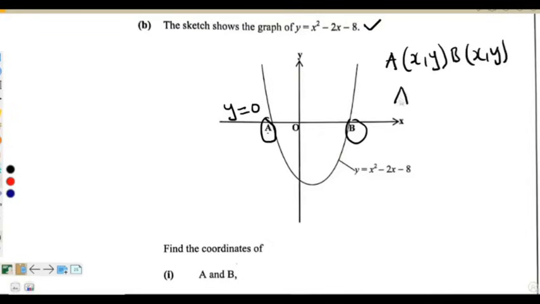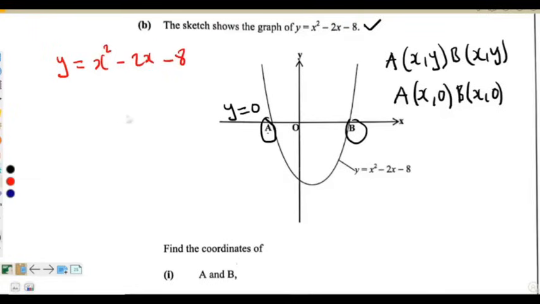Now, since we are saying points A and B, they are lying on this line where y is equal to 0. So we are going to have something like this, x comma 0, because we already know the y coordinate, again, x comma 0. So we need to find the values of what? X. So what you are going to do is, you are going to write this. We have y is equal to x squared minus 2x minus 8. Okay, so we need to substitute the y intercept into this equation.